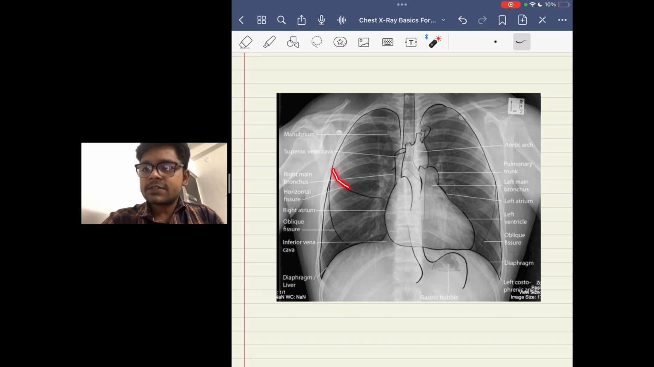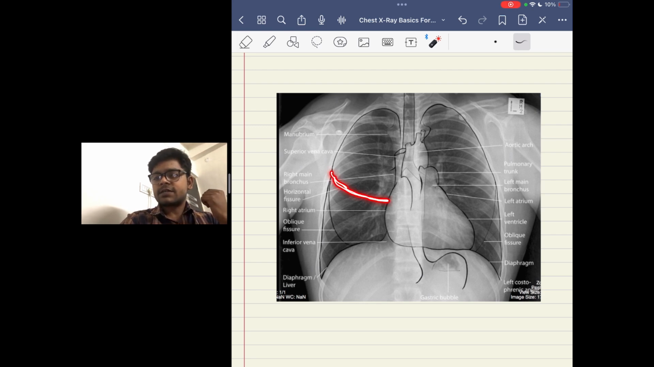So this is the horizontal fissure at the level of the 4th intercostal space, at the level of the hilum. This is the usual location. Mind you, these are very important points. We will be seeing the X-rays of collapse and consolidation, so these are very important anatomical structures or landmarks. This is the location of the horizontal fissure, and this is the oblique fissure.